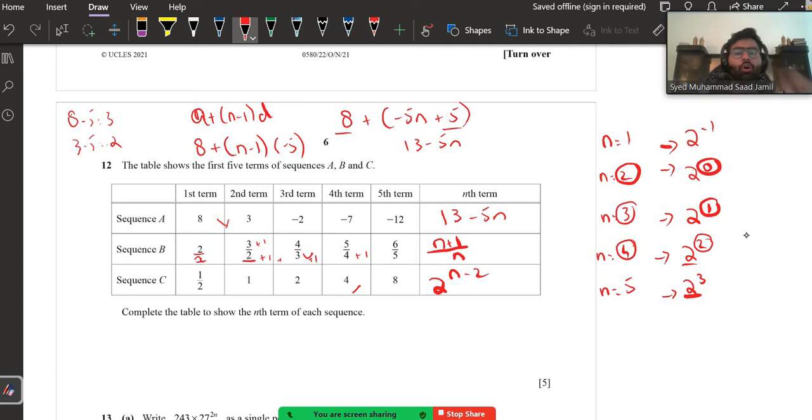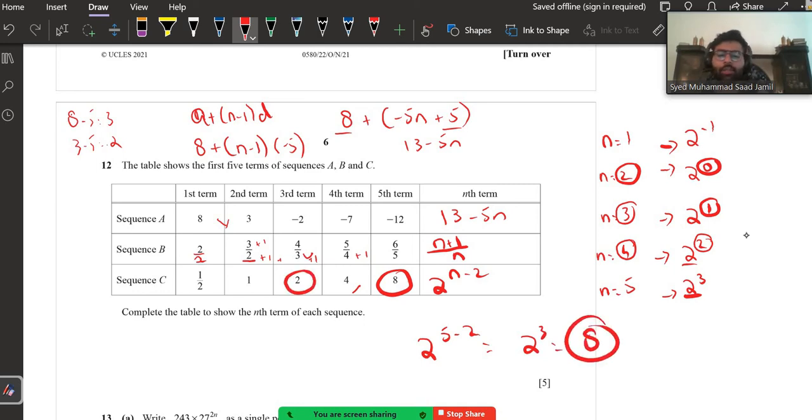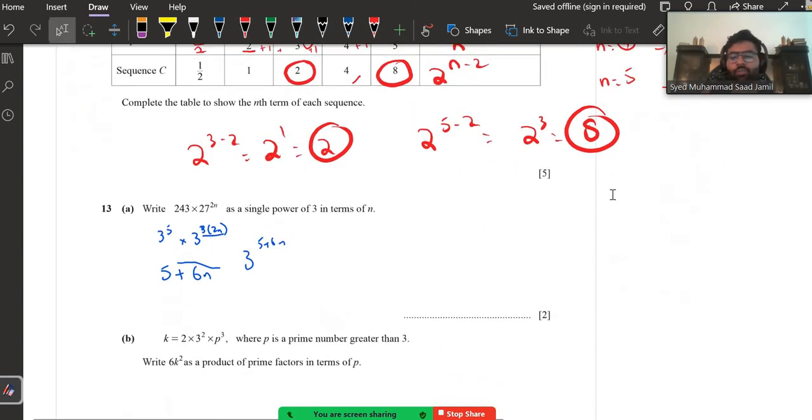Now, in order to be always sure, always plug it in and check. For example, if I plug in the fifth term, 2 raised to power 5 minus 2, it's 2 raised to power 3. Here you go, 8. Let's check the third term. 2 raised to power 3 minus 2, 2 raised to power 1 is 2. Hence, we have proved it as well. So you guys need a bit of observational skills in such questions.